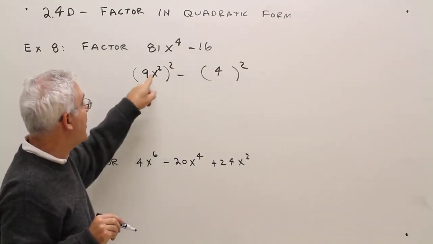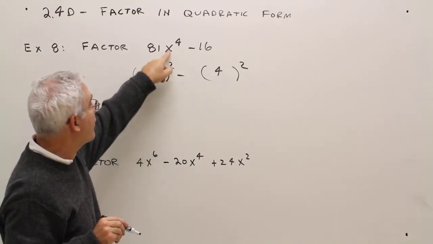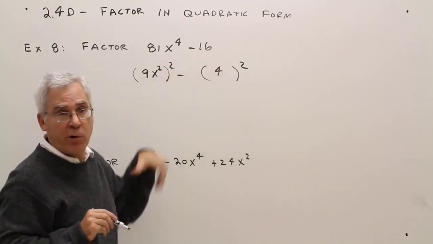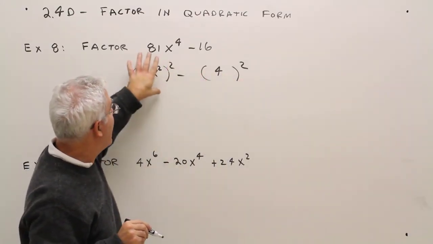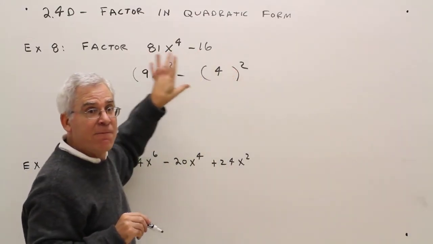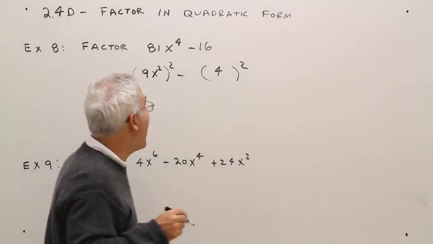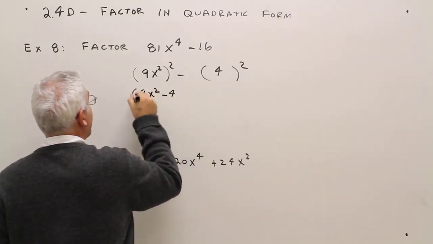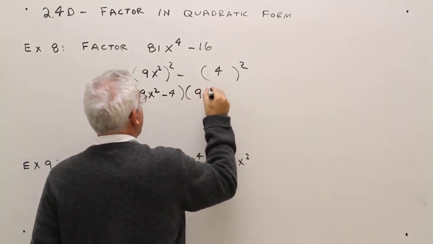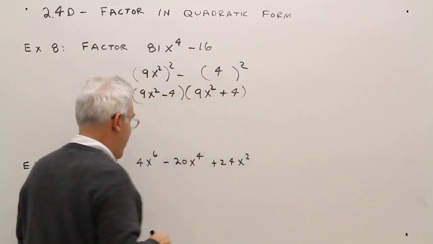Okay, you can check your work. 9 squared is 81, x squared squared is x to the fourth, 4 squared of course is 16. So once I've got somebody squared minus somebody squared, it's inside stuff minus inside stuff times inside stuff plus inside stuff. So 9x squared minus 4 times 9x squared plus 4.